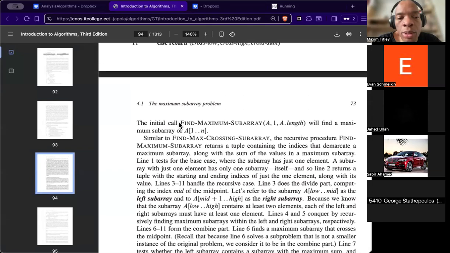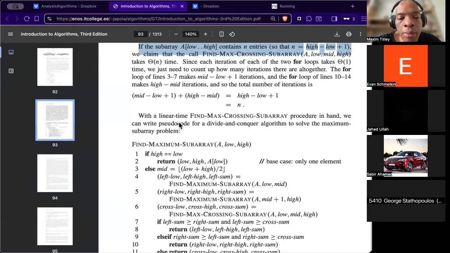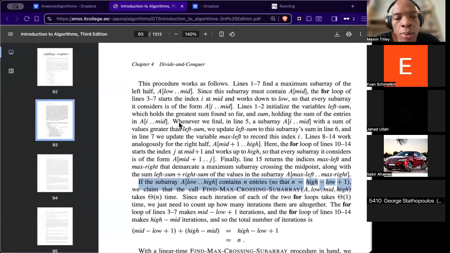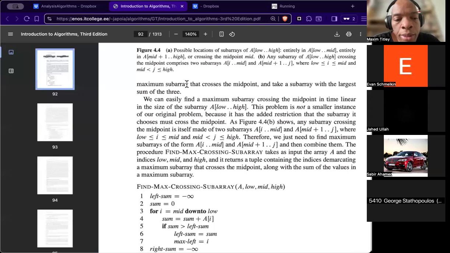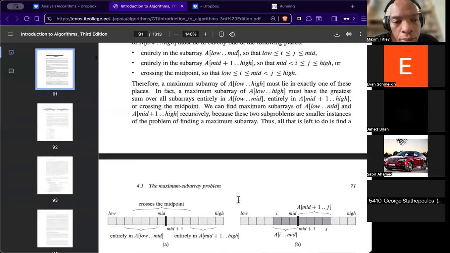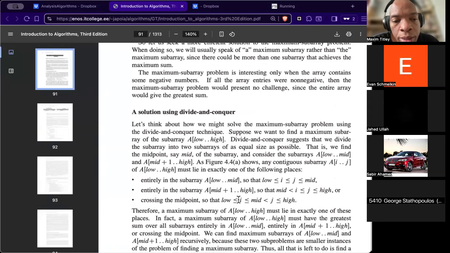So if you were talking in terms of the maximum subarray, then what will happen is as follows. Okay, here you have the max crossing subarray. It takes in an array, takes in the lowest value, the middle value, and the high value. Okay, and that's why we have these arrays right here. So here's how the divide and conquer solution would work.